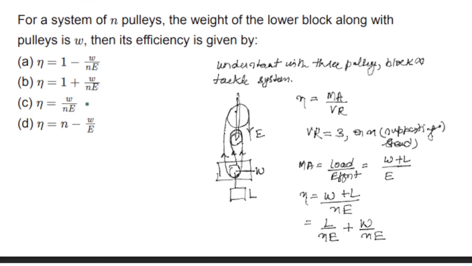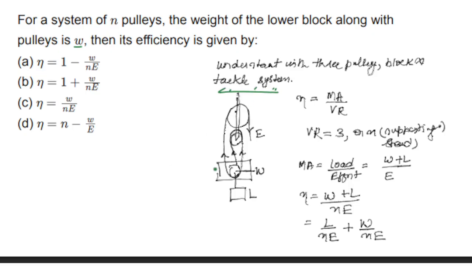For a system of n pulleys, the weight of the lower block along with the pulley is W. Okay, so there is a weight involved. Generally, we ignore the weights of these pulleys, but in practical machines, there will be. In a block and tackle system, there will be a lower block, and this pulley can have some weight. Now, due to this, what will happen? Let's see. I have drawn here a 3 pulley block and tackle system. This is the upper block with 2, and this is the lower movable one. So this is supported like this.